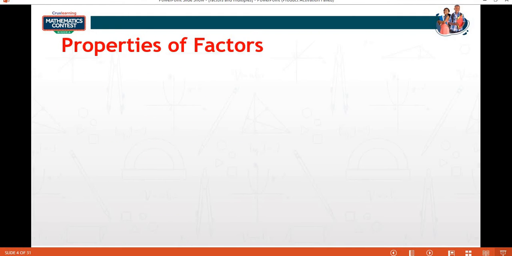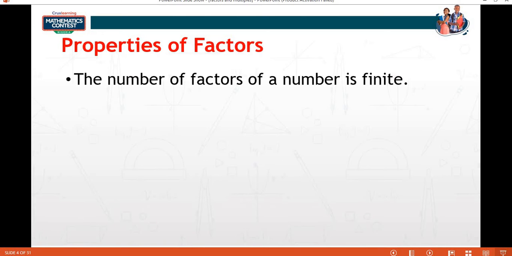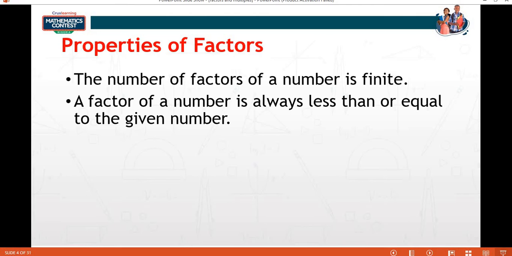I want us to look at properties of factors. Number one is that the number of factors of a number is finite. It is countable, it is limited. We have quite few factors of a given number. So we have a finite number of factors of a number, countable. And a factor of a number is always less than or equal to the given number.